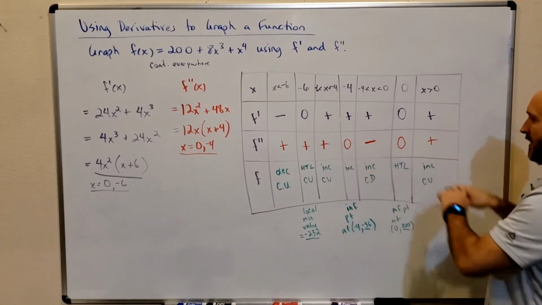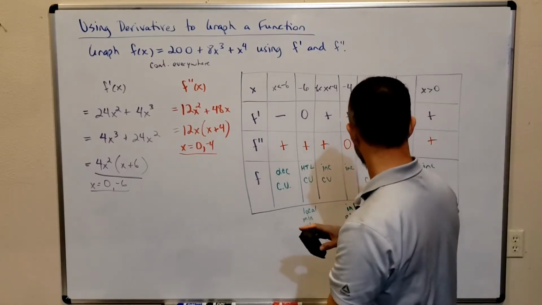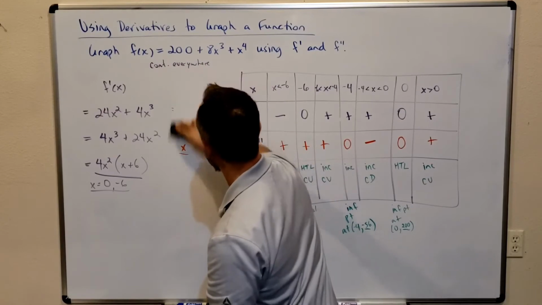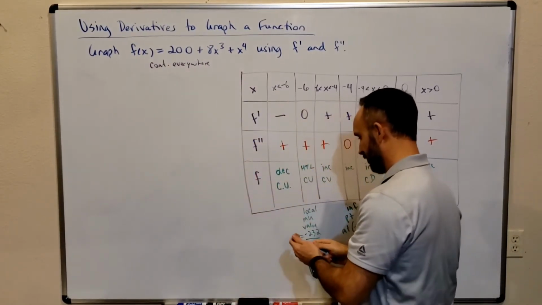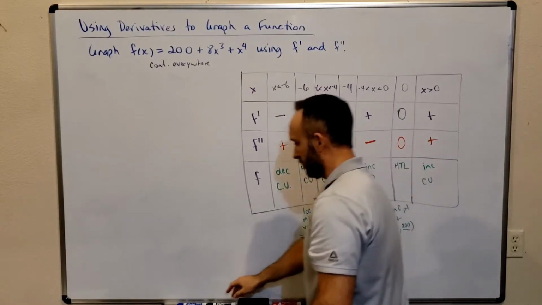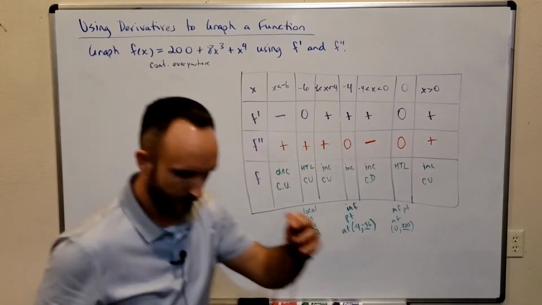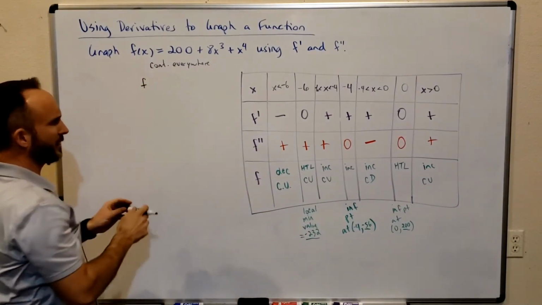So now I've got everything I need to start to put together my graph. I have y values for all of my critical numbers. So let's come over here and try to sketch a graph of f. Let's put all of this together. So now, if I want to graph f, it's not going to be precise.